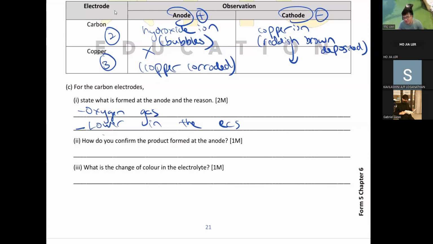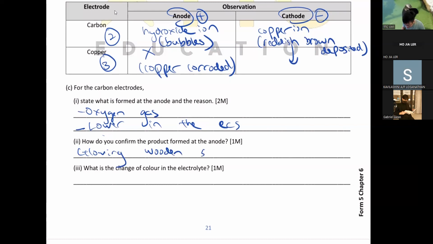Guys, oxygen really likes one thing. Fire. Yes, fire. So what do you do? You use a glowing wooden splinter. This glowing wooden splinter will reignite. It will catch fire again. Really easy. You just take any fire, you throw it into oxygen. If the fire becomes bigger, then you know it's oxygen. And if it's hydrogen, it will give you a pop sound. Remember? We learned this in Form 2. Hydrogen is a pop sound.